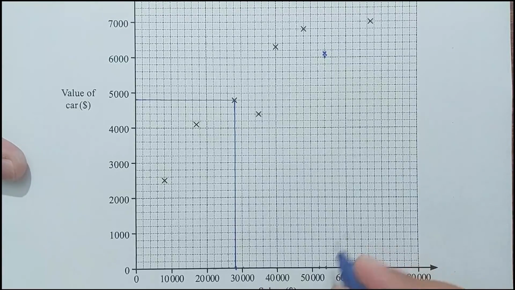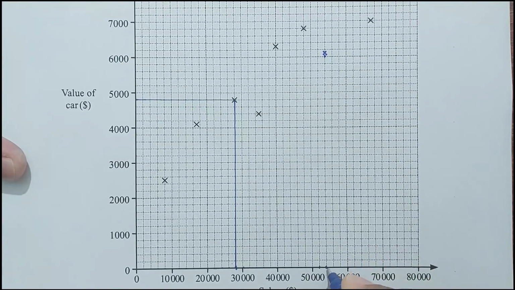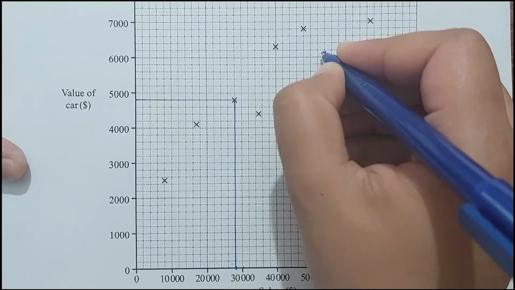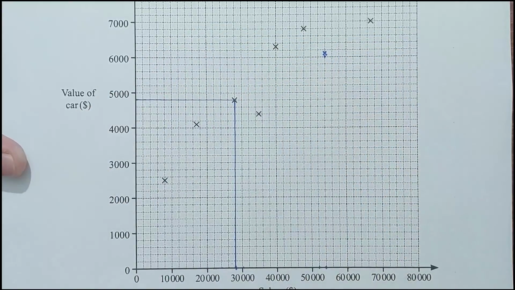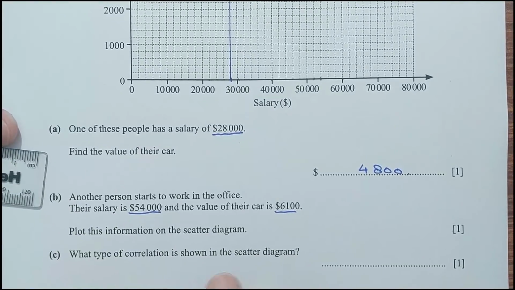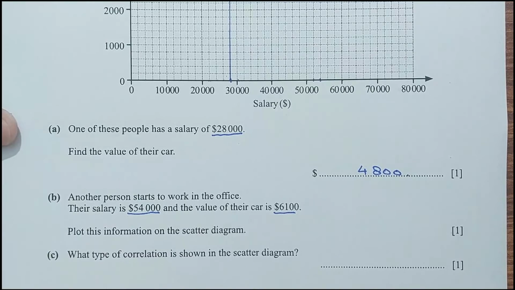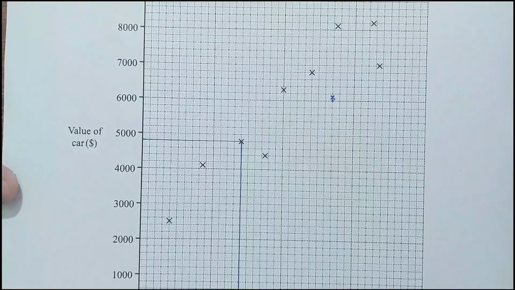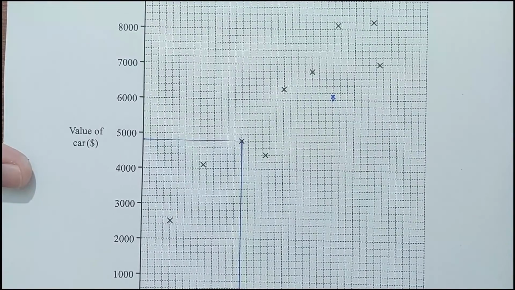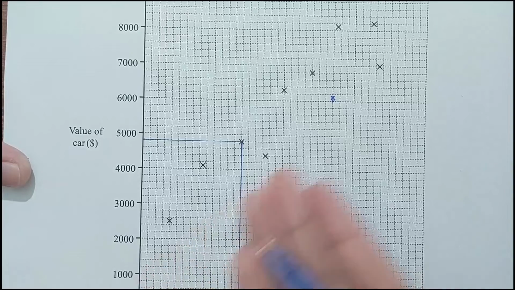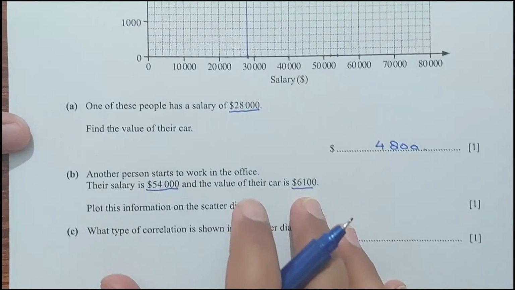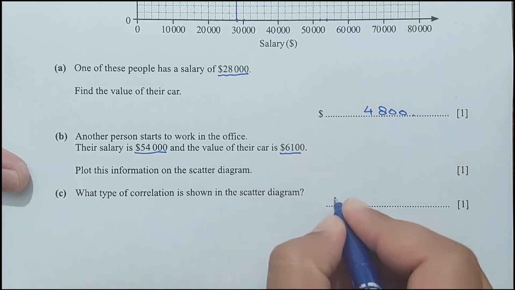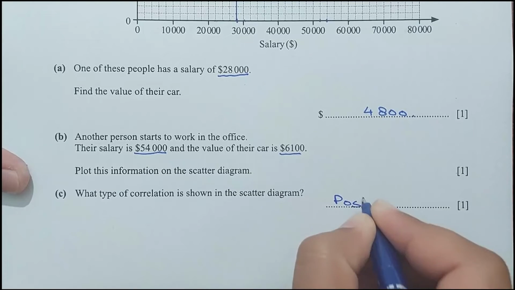Let me show you. This is 52,000, right? And 6,000 is over here and 6,100. Now for part C, what type of correlation is shown in the scatter diagram? I guess it's positive, because when the salary increases, the value of the car also increases. Both quantities are increasing. So it's a positive correlation.